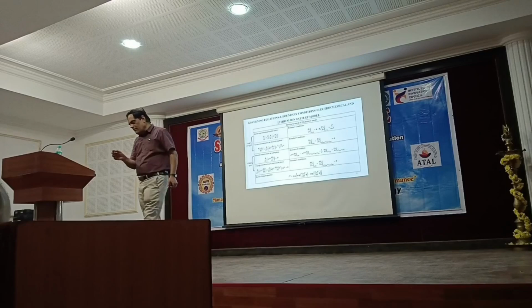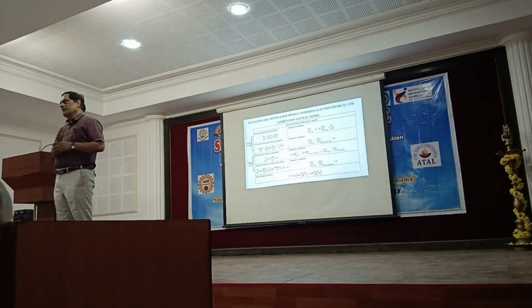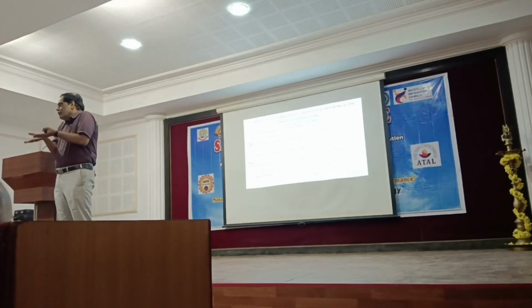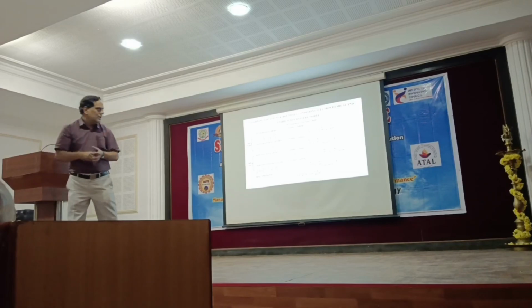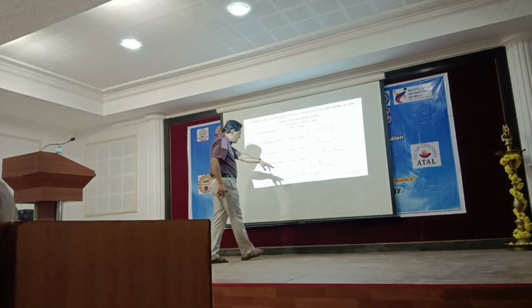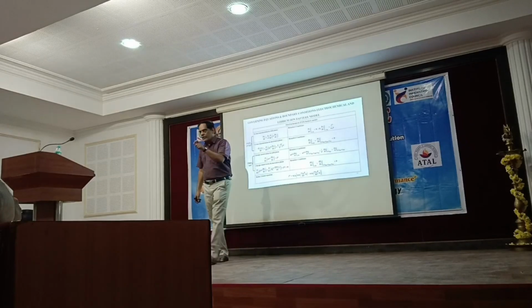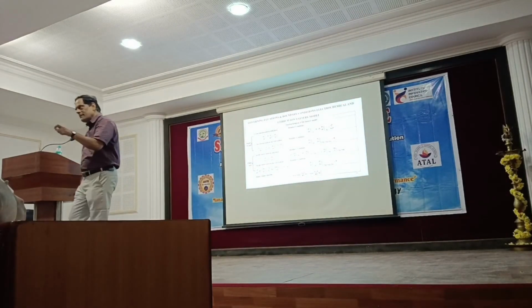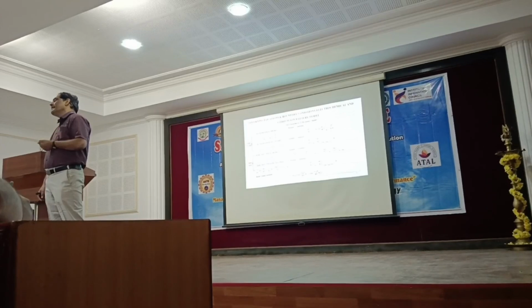Overvoltage is nothing but the voltage difference between the actual value and the theoretical value. Because of I squared R loss, you don't get the theoretical voltage, you don't get the actual voltage. That we call overvoltage. Due to resistance or I squared R loss, the eta is called overvoltage. It is the difference between the equilibrium value and the actual value.